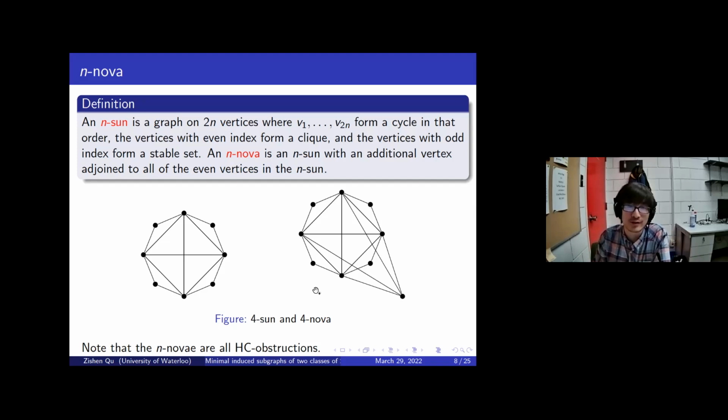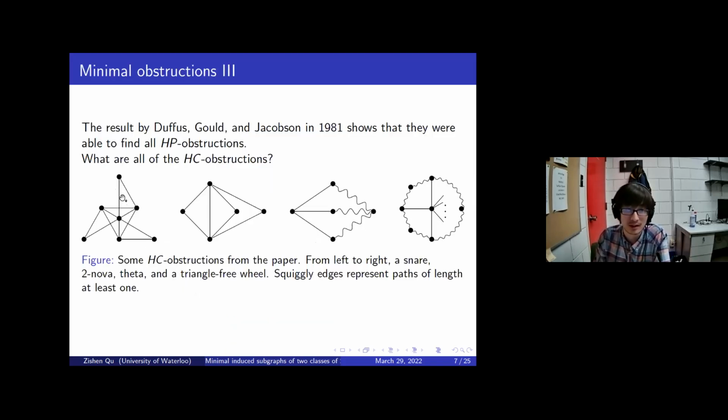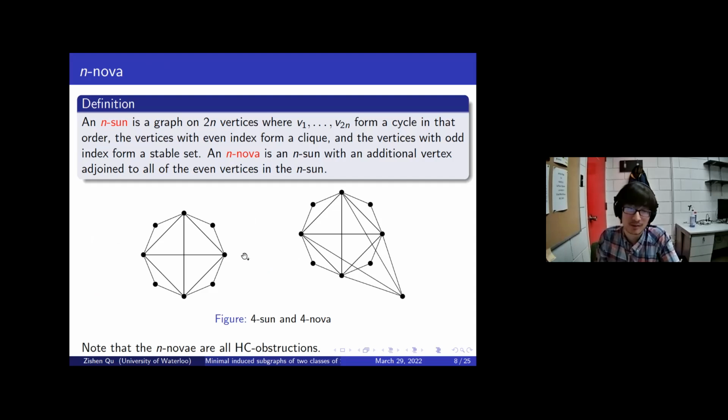Okay, there's one more observation I wanted to make, which is that if you look at the N nova, it's a split graph. The clique plus a vertex that's connected to the entire clique is a clique, and then the rest of the degree 2 vertices don't have edges between one another, so they're a stable set. And same thing with the snare. It's actually the triangle and then the universal vertex forms the clique, and then the three outside vertices form the stable set. So these are both split graphs. So yeah, all n novae are HC obstructions.